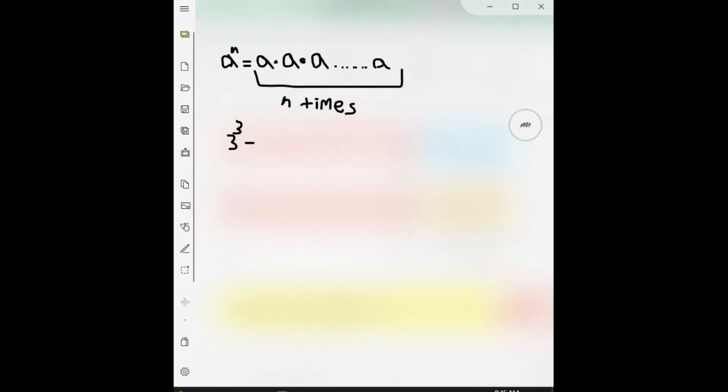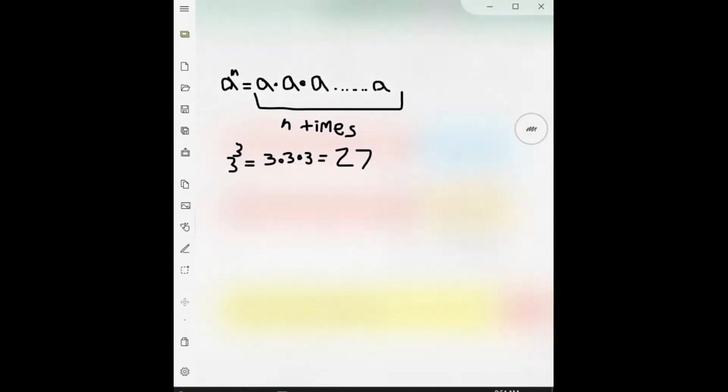We'll start this lesson off by looking at integer exponents. So if we have a to the power of something, n, basically we should know that that means a times itself n times. So if we have 3 cubed, it'd be 3 times 3 times 3, which equals 27. Let's consider how parentheses affect exponents.